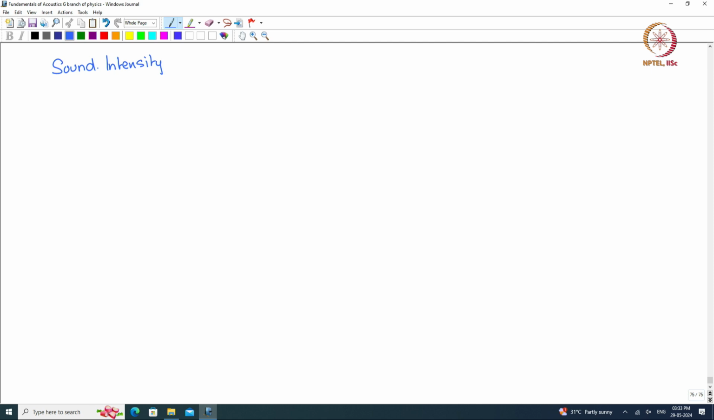If we look at the sound intensity, intensity is just like power. Power was given by 1/2 the real part of F into V conjugate. Intensity is power over unit area. So if this area is taken in, then this becomes pressure. So the average sound intensity is given by 1/2 the real part of P tilde U tilde conjugate.